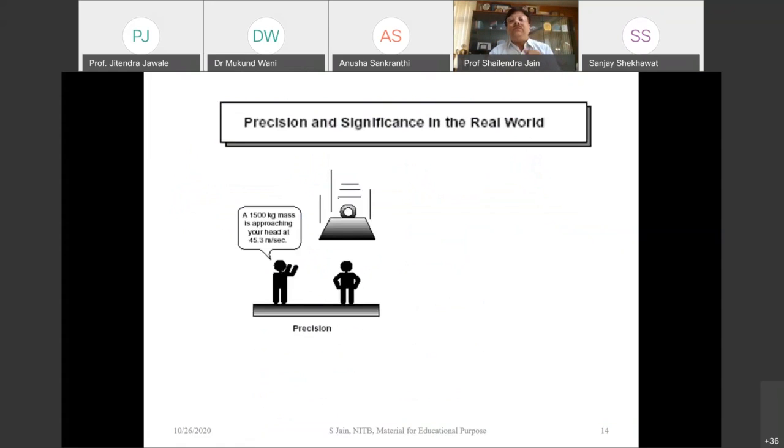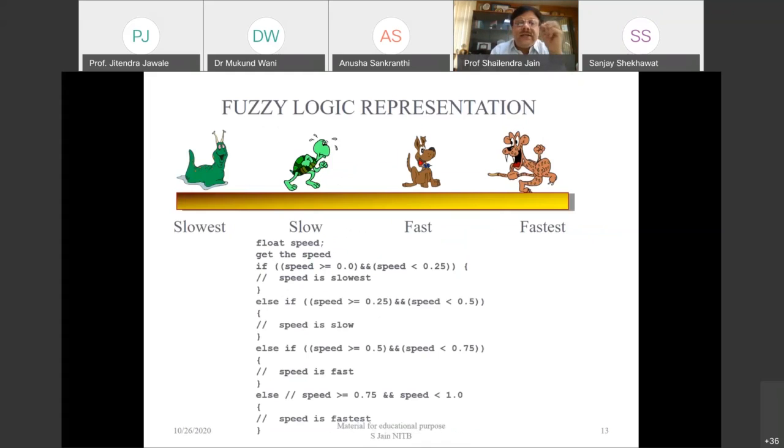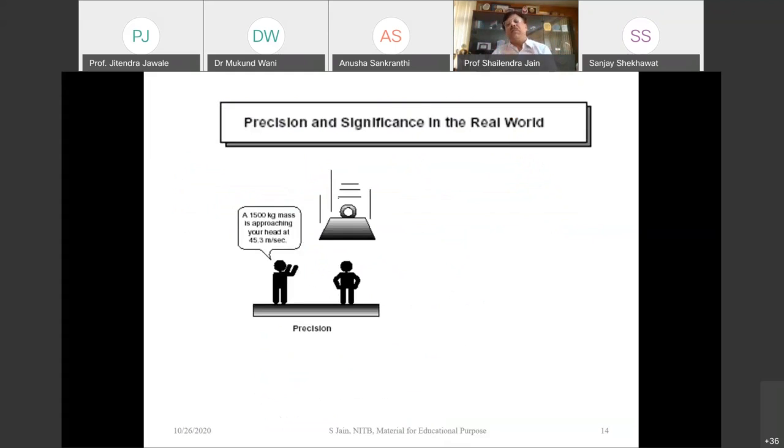Now, we have to have these inputs to be precise. What is the meaning of precision? Let's see, this weight is falling on this man's head. Another fellow who is watching believes in precision. So he is giving precise information: a 1500 kg mass is approaching your head at 45.3 meters per second. So very precise and accurate information.